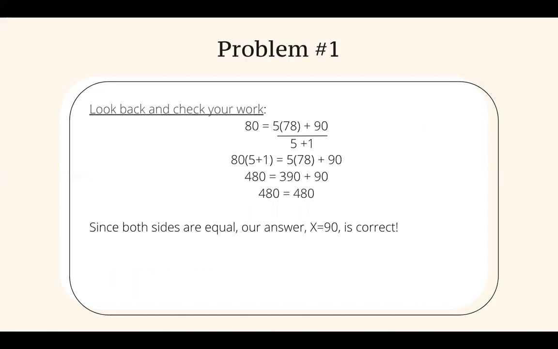For our last step, we need to check our work. To do this, plug 90 back into our formula for x. Again, we have to multiply both sides by the denominator and simplify each side. We arrive at 480 equals 480. Since both sides are equal, our answer x equals 90 is correct.